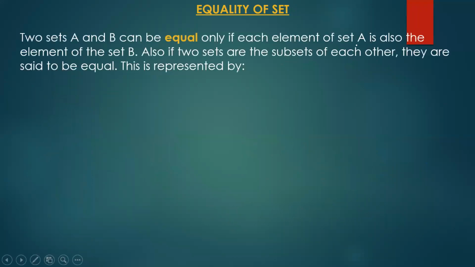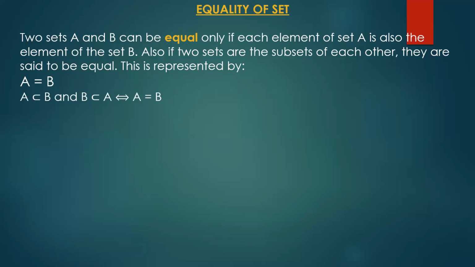Yeah, so this is a straightforward thing. So let's look at the definitions here. So two sets A and B can be equal only if each element of set A is also the element in set B. Also, if two sets are the subset of each other, they are said to be equal. So this is represented by A = B.